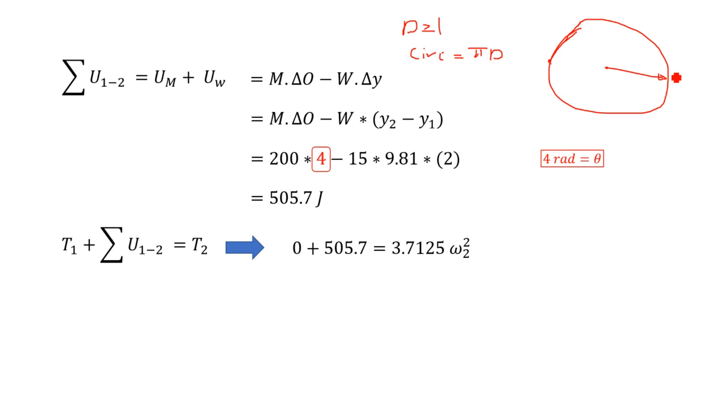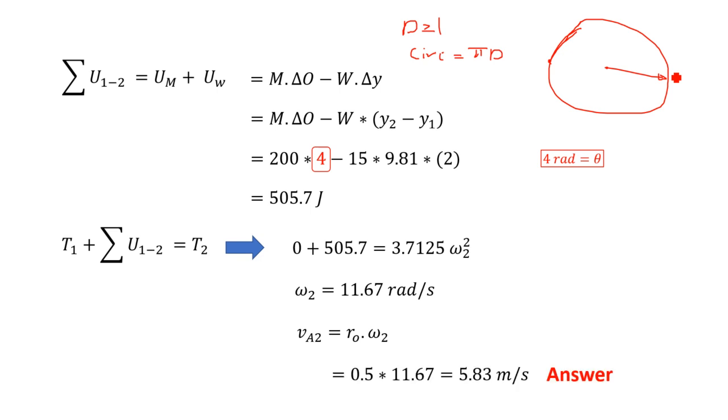Now we substitute everything in the equation that we have. T1 is 0. Sigma U1 to 2 is equal to 505.7, and this will be equal to T2, which is 3.7125 omega 2 square. And then I can find omega. That's it. Now the velocity is equal to omega 2 multiplied by RO. RO is 0.5. Then I can find that the velocity is equal to 5.83 meters per second as an answer.